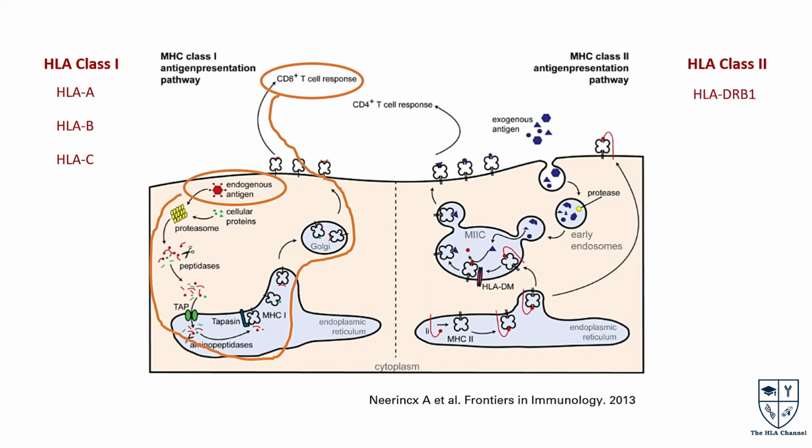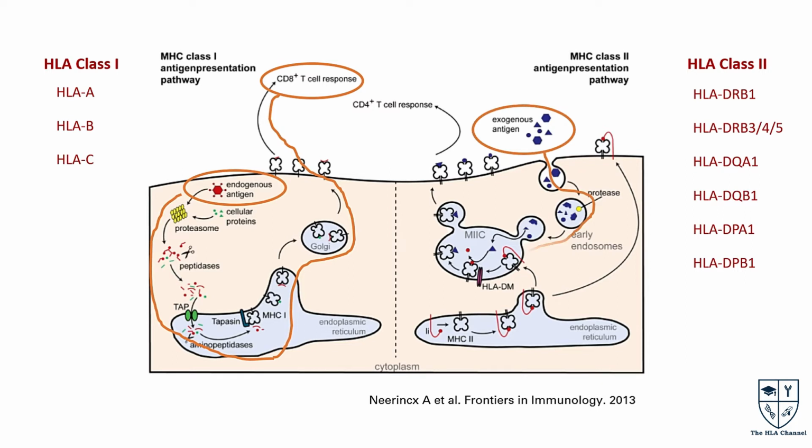On the other hand, we have class 2 molecules, DRB1, 3, 4, and 5, DQ alpha, DQ beta, DP alpha, and DP beta. These class 2 molecules present exogenous peptides which have been captured outside of the cell to CD4 positive lymphocytes, which in turn stimulate B lymphocytes to produce antibodies against those specific antigens.